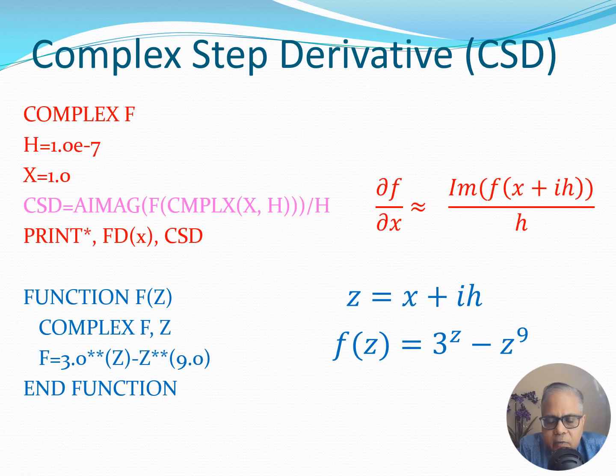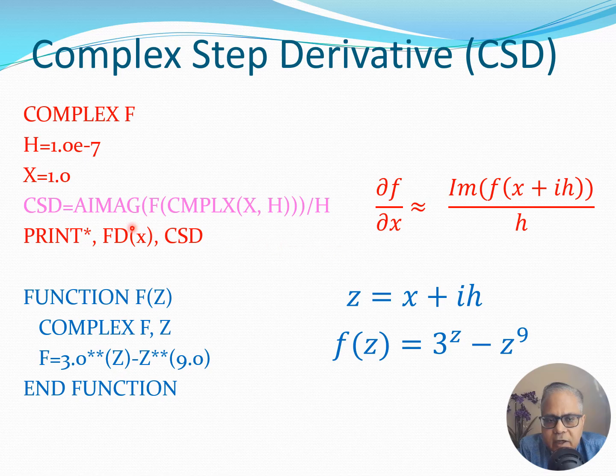So now let's try to write a Fortran program for this. We are going to call this the complex step derivative, and label it as CSD. So what I do here, I say there is a complex function f, and I give h as a small number, 1e-7. Then I say x is 1, so this is the value at which I want to calculate the derivative. So the complex step derivative is this expression, which is the translation of this expression here in red.